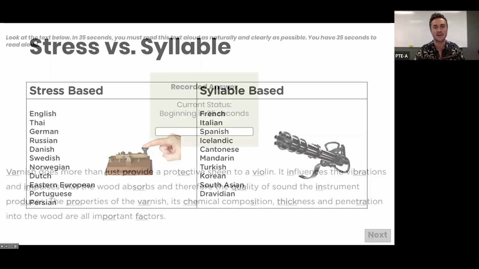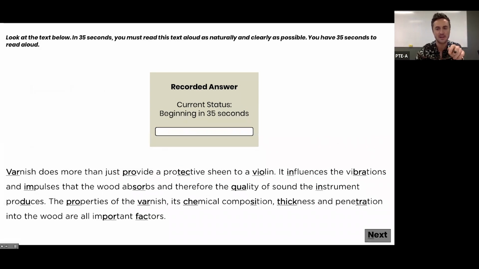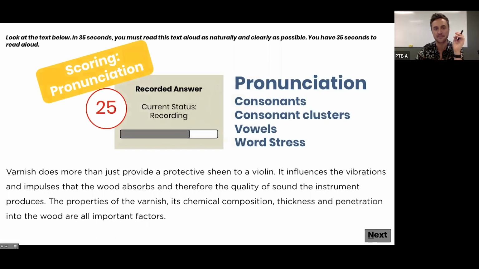So if you look at this paragraph here: varnish, provide, protective, violin, vibrations, impulses, absorbs, quality, produces, properties, varnish, chemical, composition, thickness, penetration, important, factors. This is correct word stress. Okay, let's now read this paragraph here in 25 seconds, being conscious of consonants, consonant clusters, vowels, and word stress.